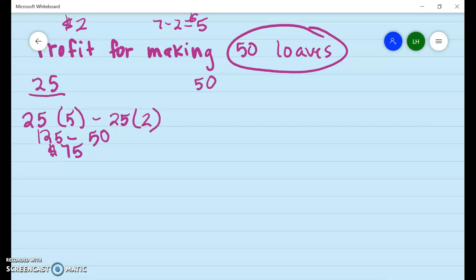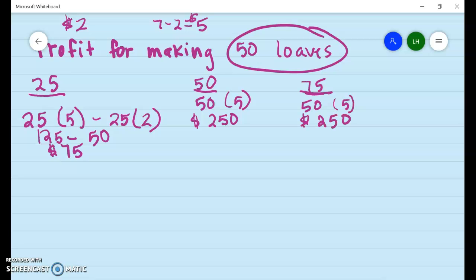Now for 50 loaves, if we sold 50 loaves and we made 50 loaves, then we have a profit of $5 for each. So now we have a profit of $250. Now if we had a demand for 75, well, we only made 50, so we can still only sell 50. So the profit there is $250.